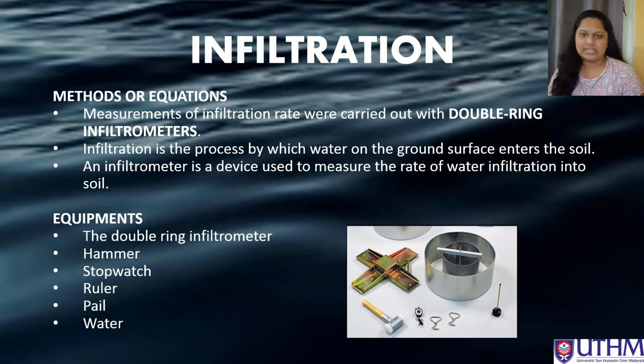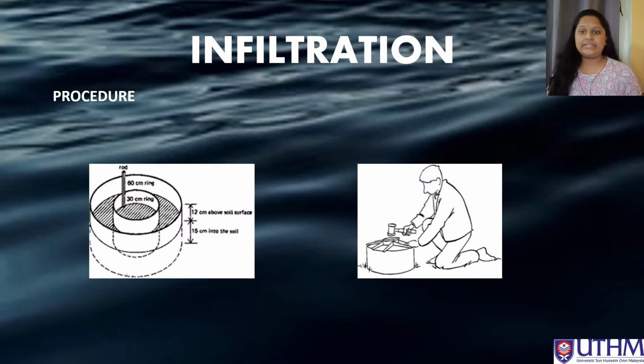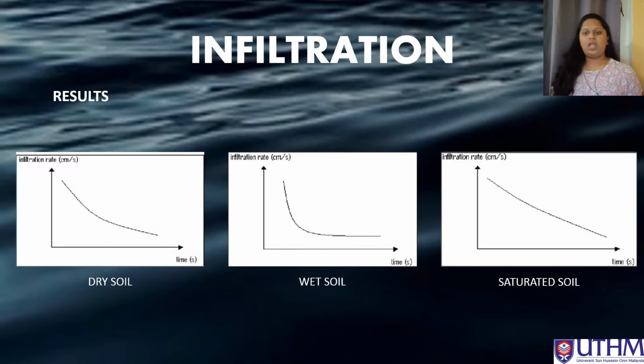Equipment to conduct this test are the double ring infiltrometer, hammer, stopwatch, ruler, pail, and water. The procedure to conduct the infiltration test is: the ring is driven approximately 5 cm into the ground, water is applied inside using a constant head device, and intake measurements are taken until a constant rate of infiltration is achieved.